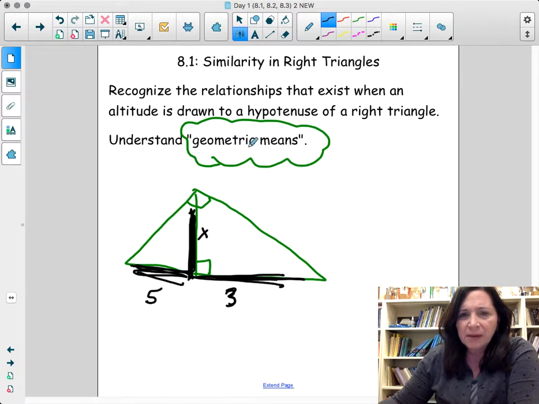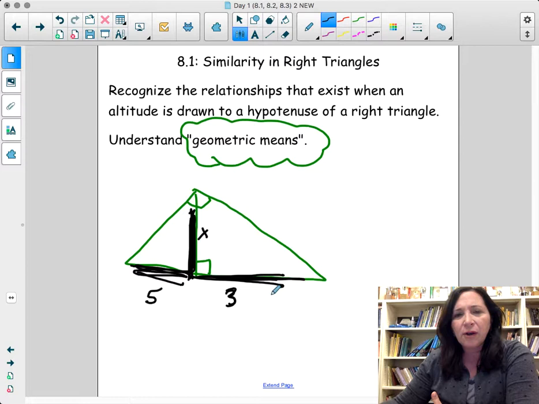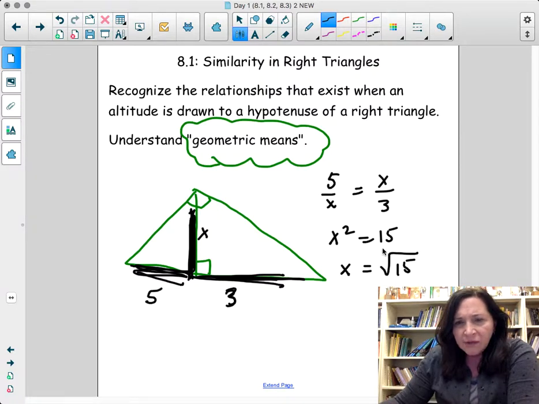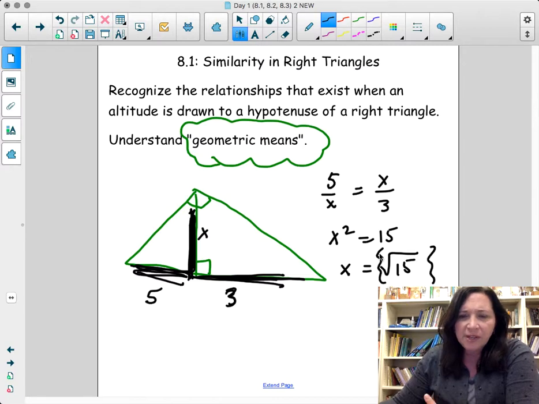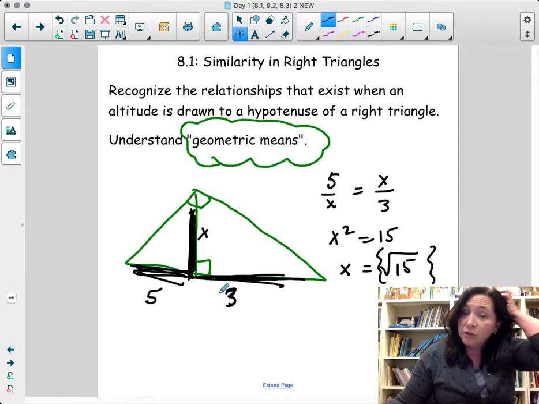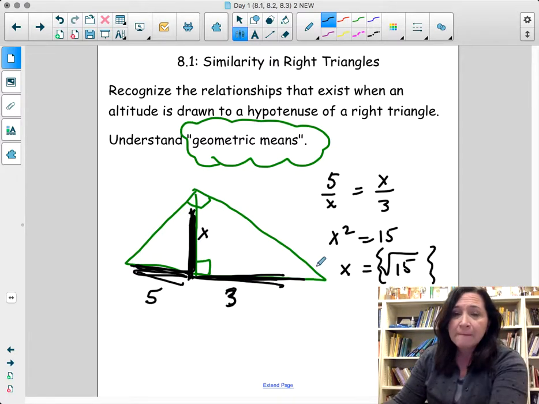It's a geometric mean because what they're saying is all these triangles are similar. So you would say 5 is to x as x is to 3. You would cross multiply and you would get x squared is equal to 15. So x equals the square root of 15. And so this would be my solution, the square root of 15. I can't reduce that. That would just be my answer. But that's what a geometric mean is, that it's something that is going to be a ratio of 2 proportional sides or 2 similar triangles.